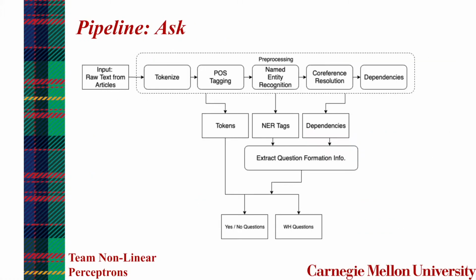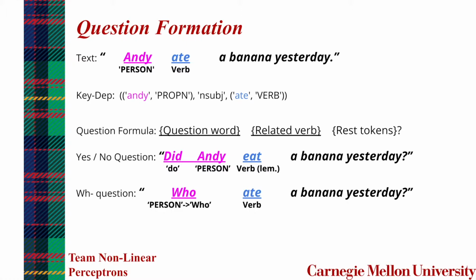So here comes our pipeline for question generation. First, we did some common pre-processing on the raw text by using spaCy. Then we use these NER tags and dependencies to extract some important information and apply them with tokens to generate two types of question. To be more specific, as the question formula shows, we split the generated question into three parts: question words, related verbs, and rest tokens. Then we filled prior extracted information into these parts.